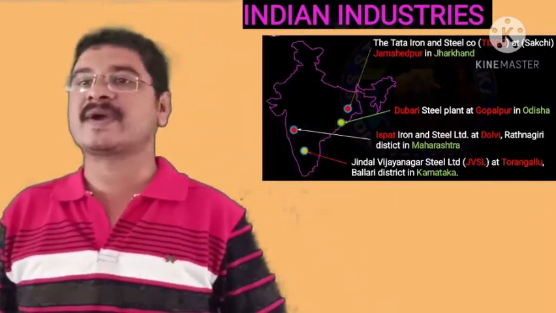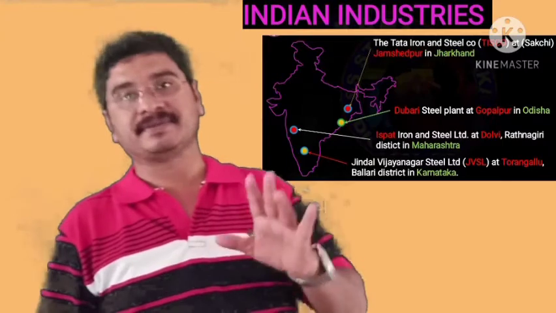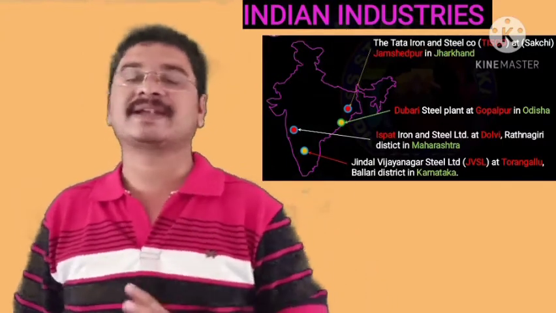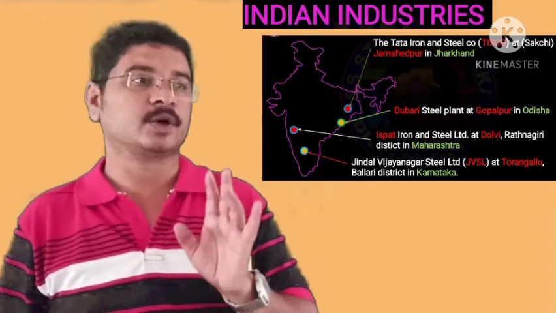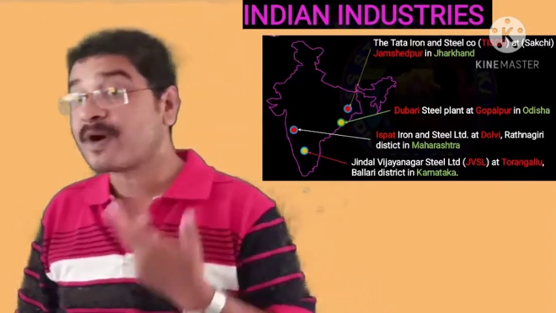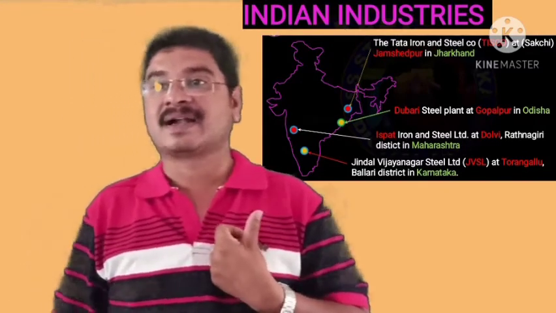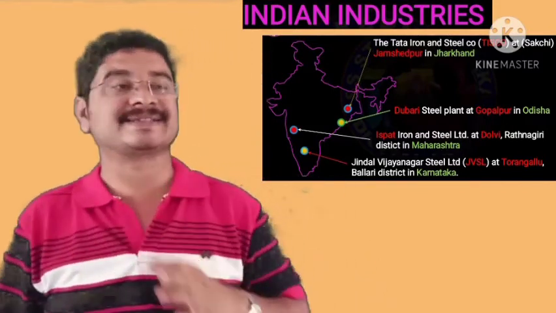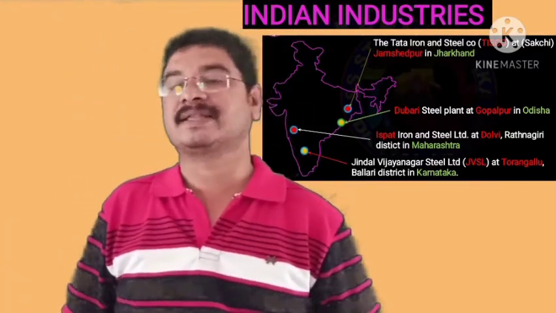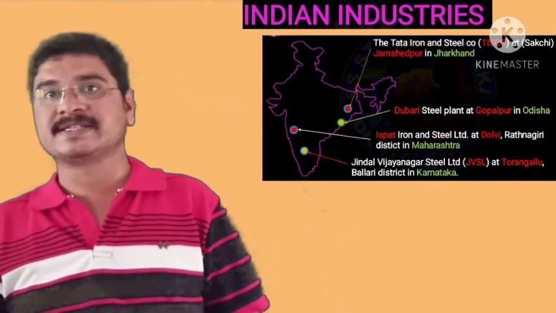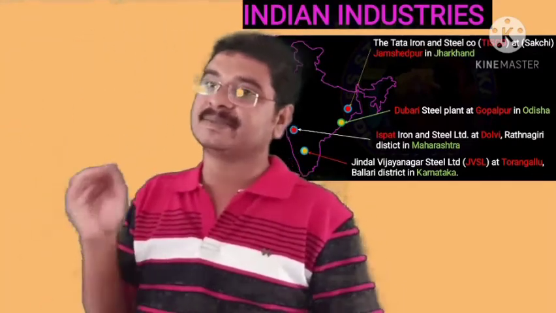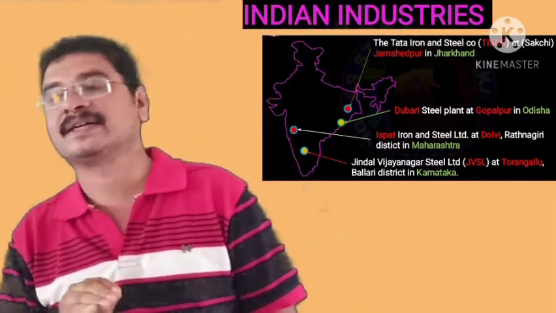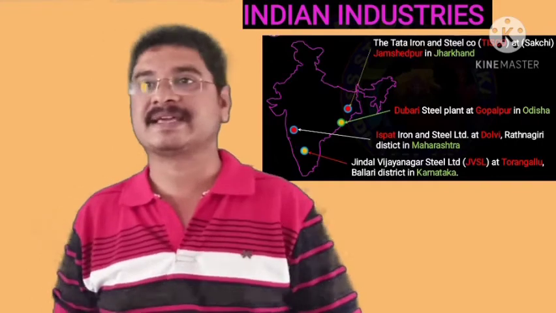The second private sector plant is the Dubari steel plant at Gopalpur in Odisha. Then Ispat Iron and Steel Limited at Dolvi, in Raigad district in Maharashtra. Then the fourth private steel industry is Jindal Vijayanagar Steel Limited, called JVSL, at Toranagallu in Ballari district, Karnataka state.